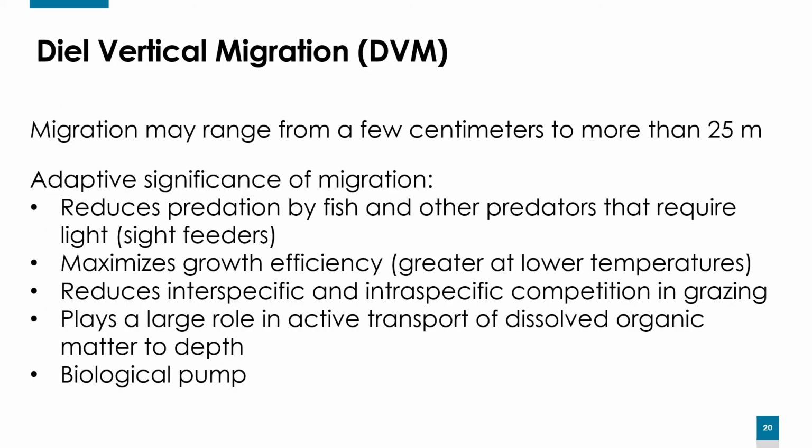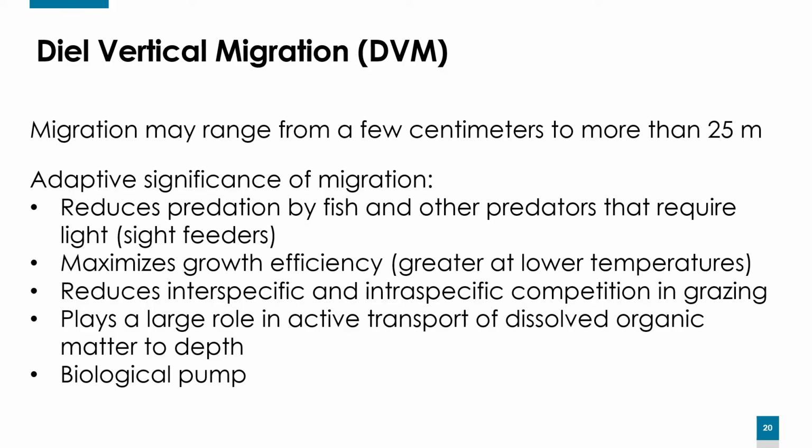With diel vertical migration, the range at which this occurs could be between a few centimeters or more than 25 meters. And what we could see in the previous image is that it was definitely in a much larger range. Some of the reasons why zooplankton might perform diel vertical migration is to reduce predation by fish and other predators that require light, so they're sight feeders. So the zooplankton will stay at depth during the day to avoid predation.